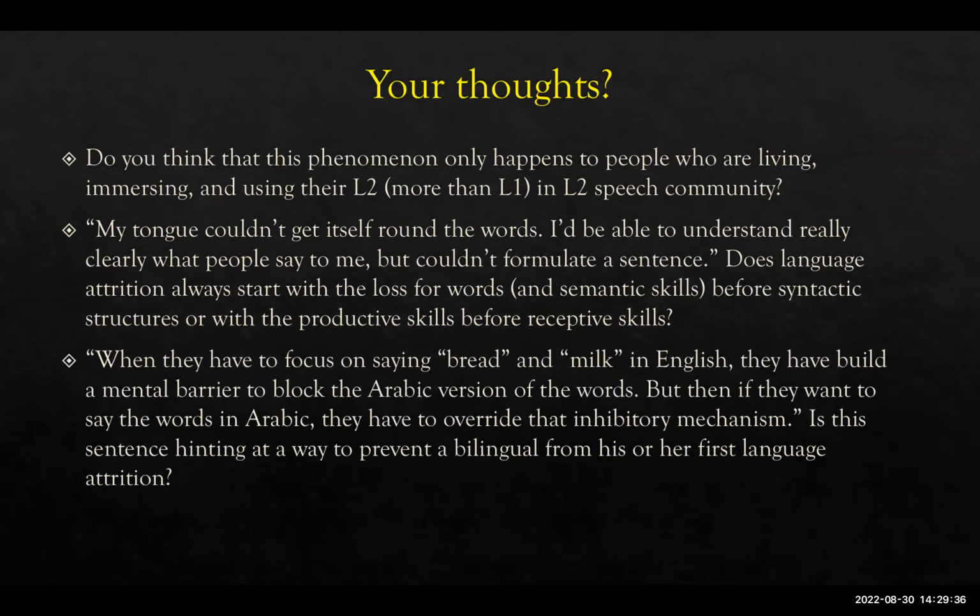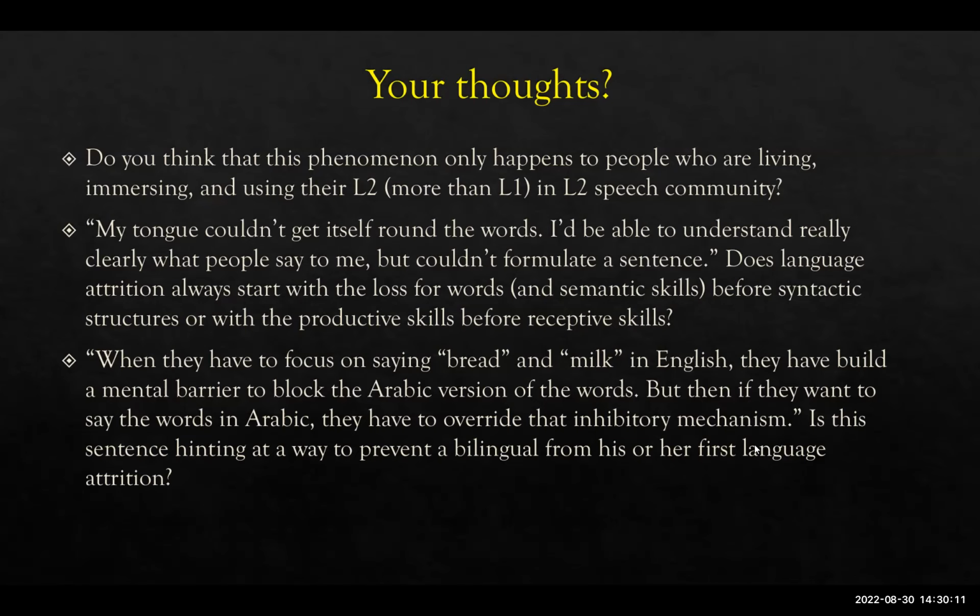When they have to focus on saying bread and milk in English, they have built a mental barrier to block the Arabic version of the words. But if they want to say the words in Arabic, they have to override that inhibitory mechanism. That means you know that, oh, it's there. The Arabic word is there. I can still get across to it. It's just the interlingual effect. But I must win over it first. I must win this cognitive processing to reach the Arabic word.